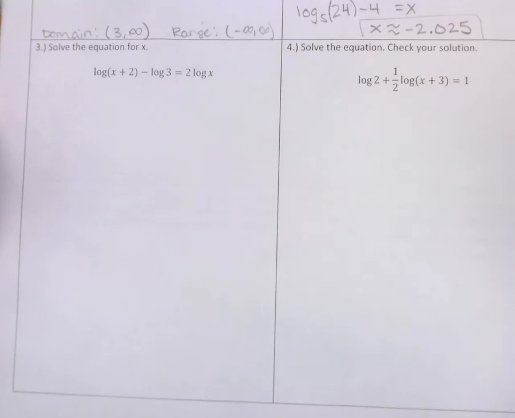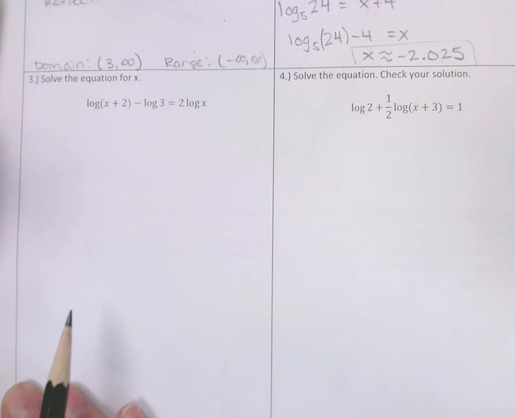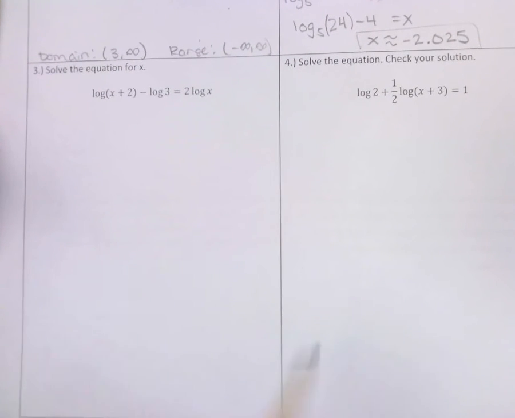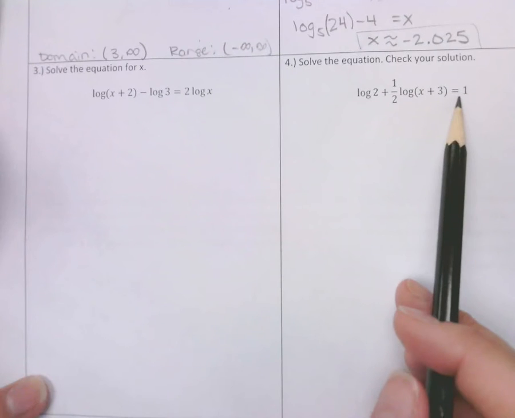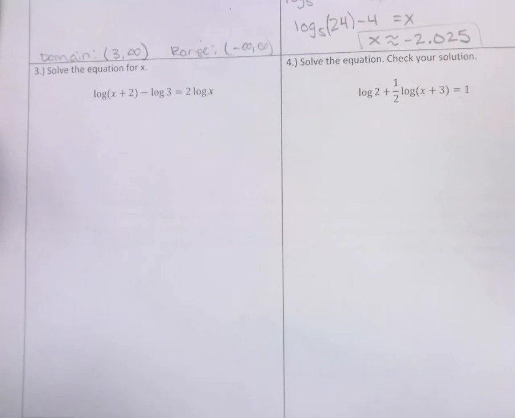These are similar in the sense that they're both going to be log equations. This one has logs everywhere, this one doesn't, so they'll be a little bit different at the end. You want to make sure that you get it as condensed as possible before you try to do anything else.